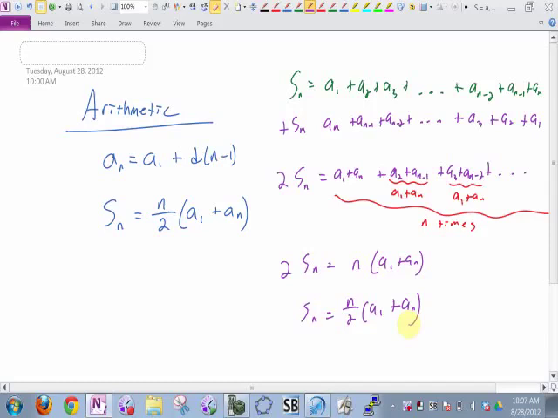Carl Friedrich Gauss, it's German, you have to say it like that, Carl Friedrich Gauss, was noted for. He's my favorite mathematician, Gauss. You should read about him.